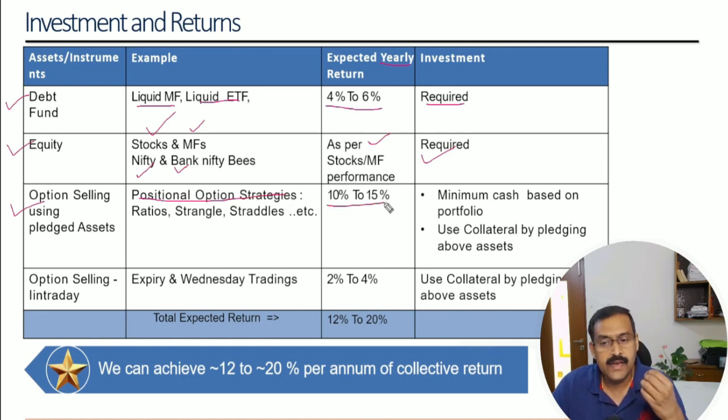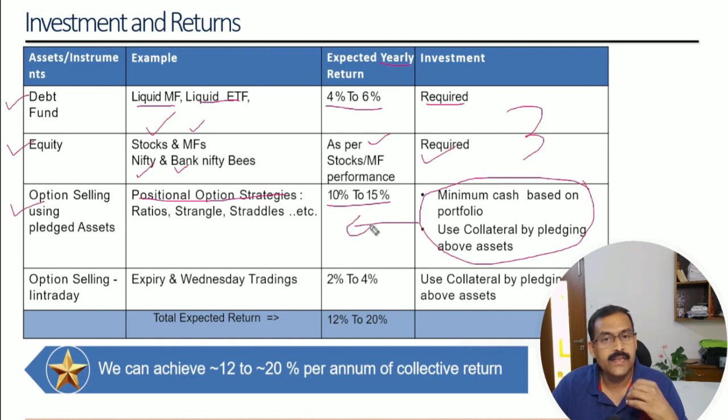and generate a yearly return of 10 to 15% of the margin that you utilize for trading in these strategies. And the margin can come from the above two instruments. One is a debt instrument and the other is equity instruments. You don't need any additional money to trade in the option selling strategies to make this return.